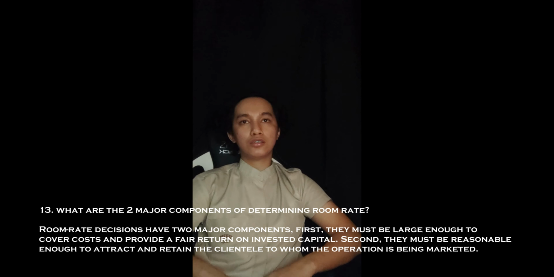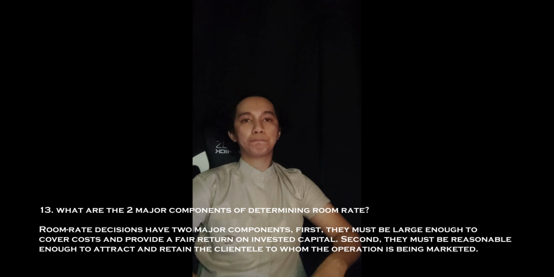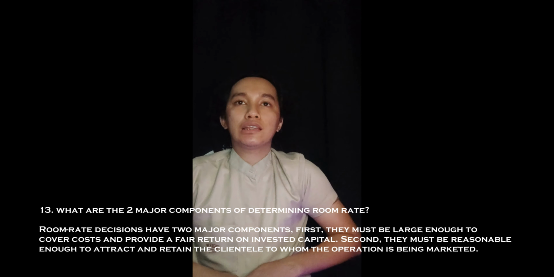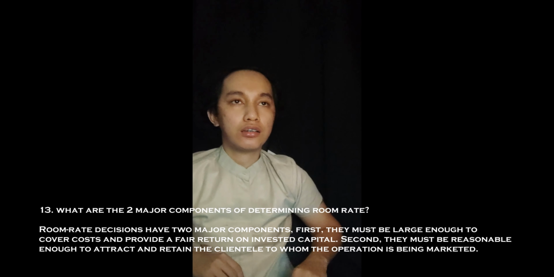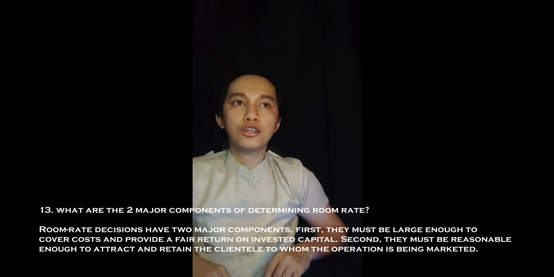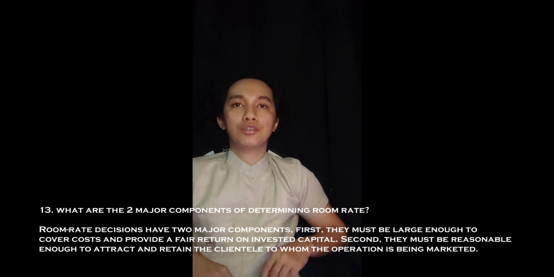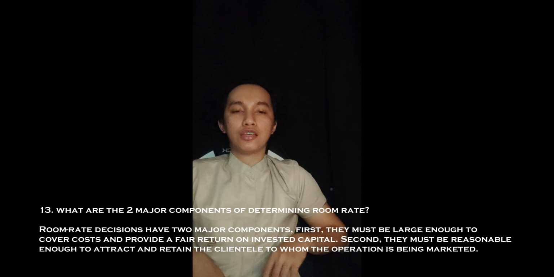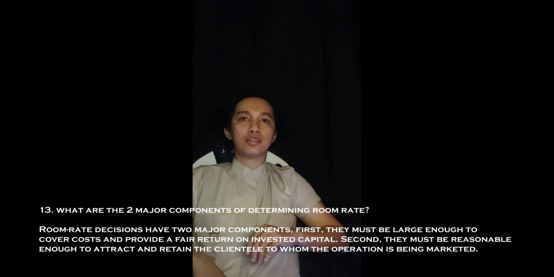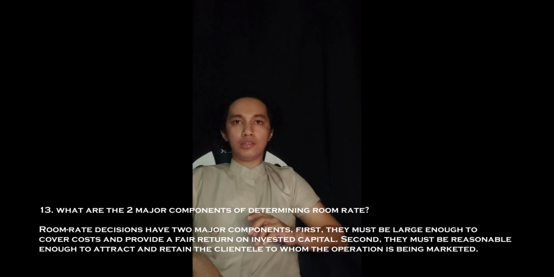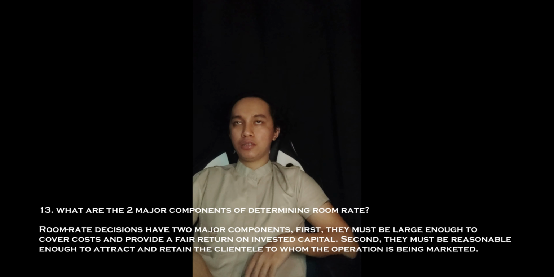Last question: What are the two major components of determining room rate? Room rate decisions have two major components. First, they must be large enough to cover costs and provide a fair return on invested capital. Second, they must be reasonable enough to attract and retain the clientele to whom the operation is being marketed.